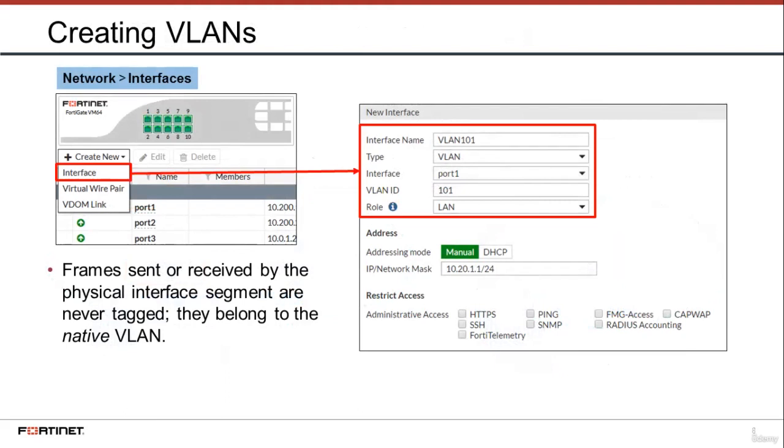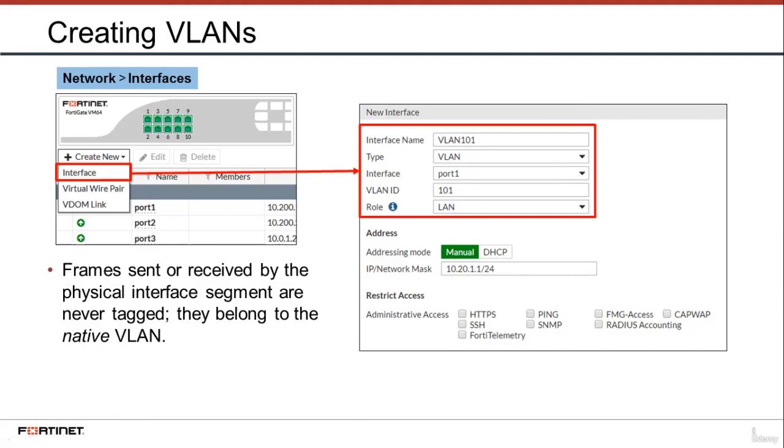Creating VLANs. To create a VLAN using the graphical user interface, click Create New, then select Interface, then in the Type drop-down list, select VLAN. You must specify the VLAN ID and the physical interface to which the VLAN will be bound.